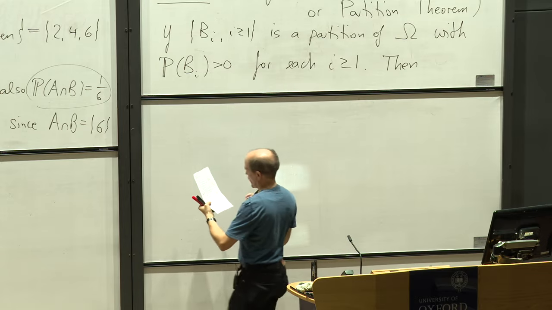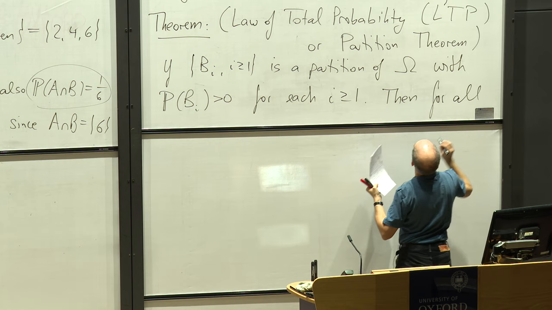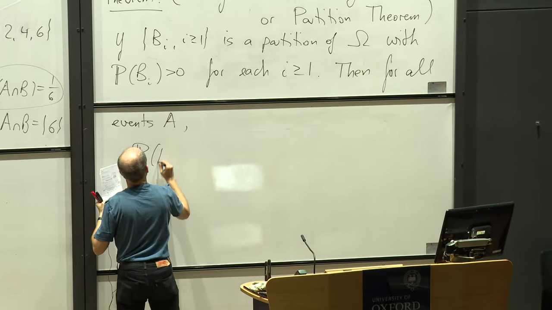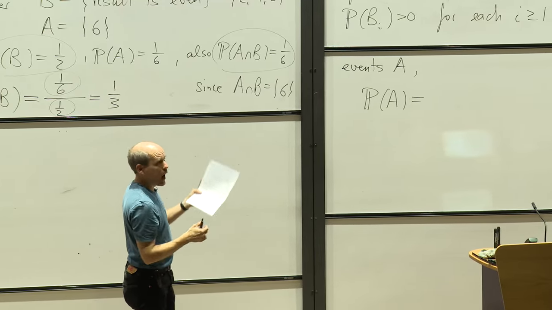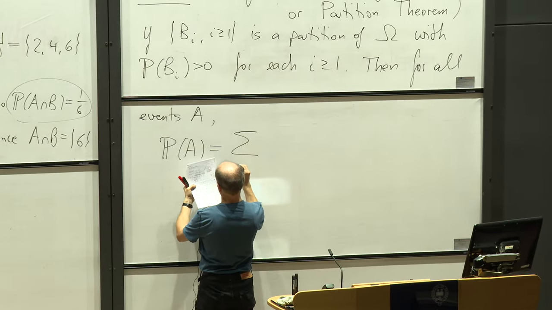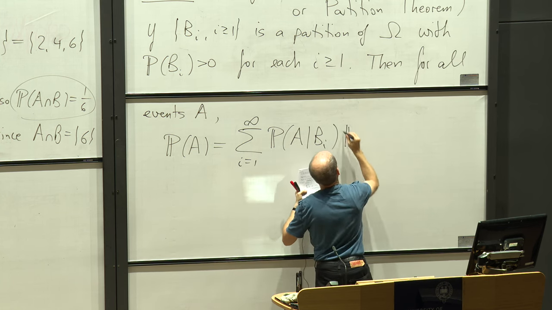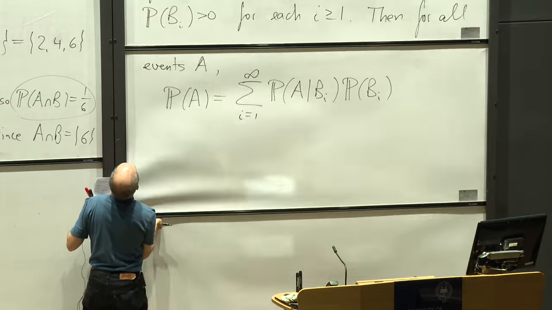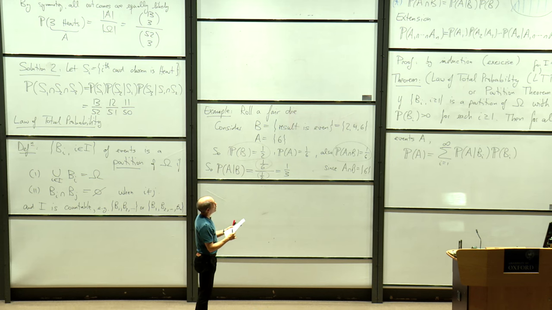Then suppose we have another event A. So let me say for all events A, we can work out the probability of A from conditional probabilities, where we condition on our various Bi's. So we can then write this as a sum, i from 1 up to infinity, of precisely those conditional probabilities of A given Bi. But each one of them has to be multiplied by the corresponding probability of Bi. Right? And in some way, the reason for that is still the starred equation up there, as will become clear in the proof.